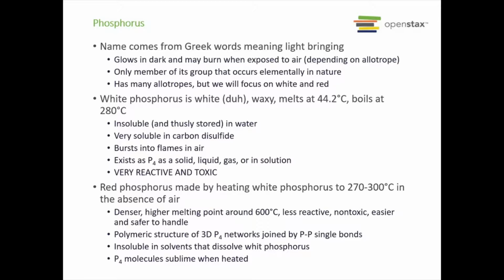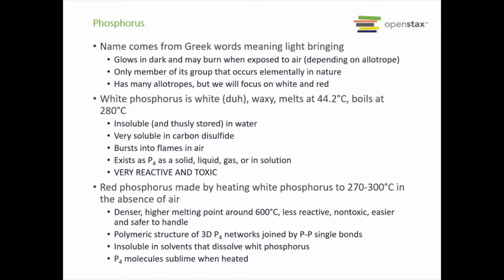And then we have red phosphorus that we get by heating white phosphorus to around 270 to 300 degrees Celsius without air. And this is denser than the white, has a higher melting point around 600 degrees Celsius. It's much less reactive, is non-toxic, and much easier and safer to handle.